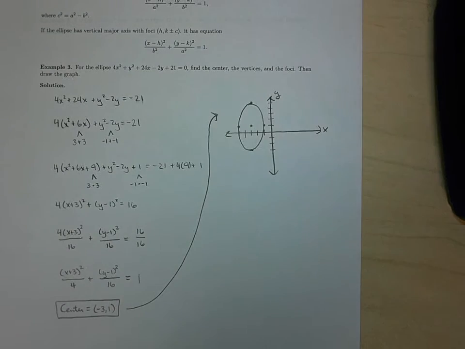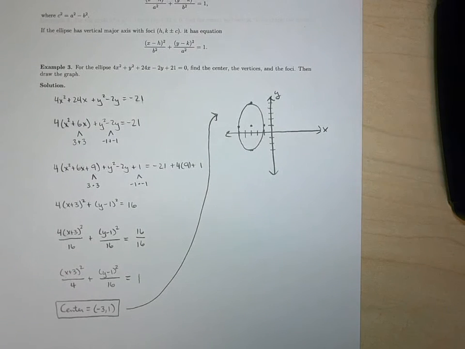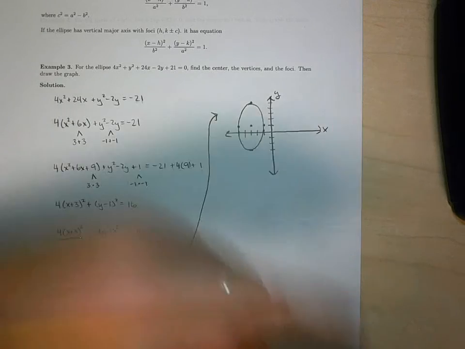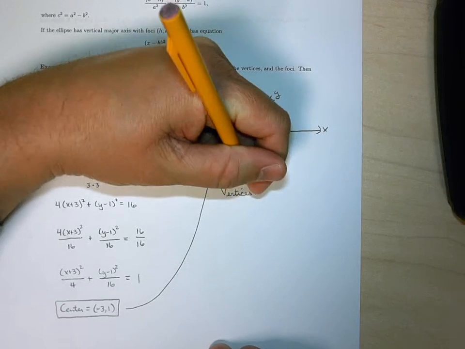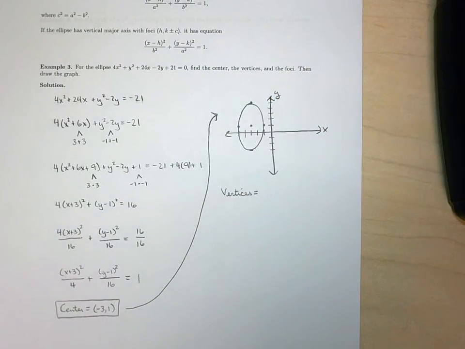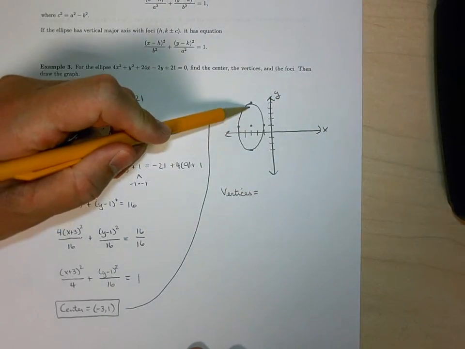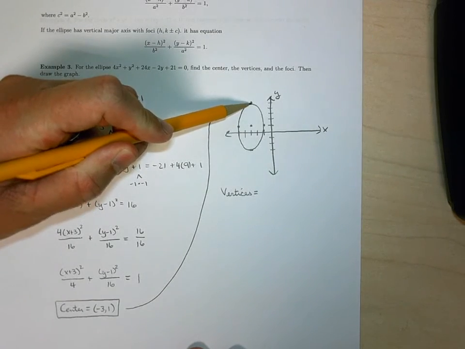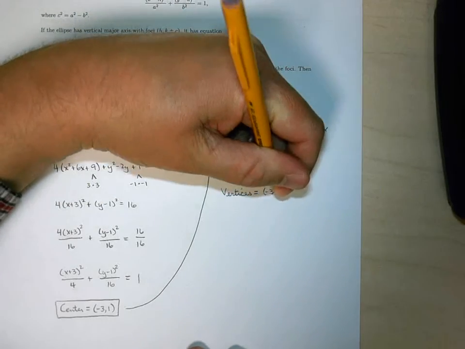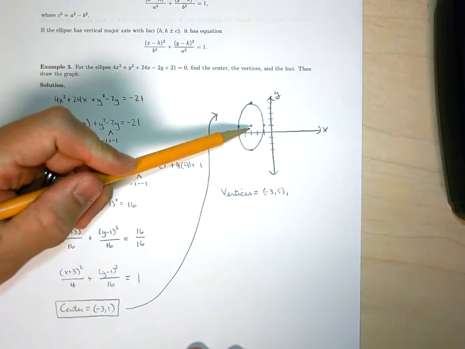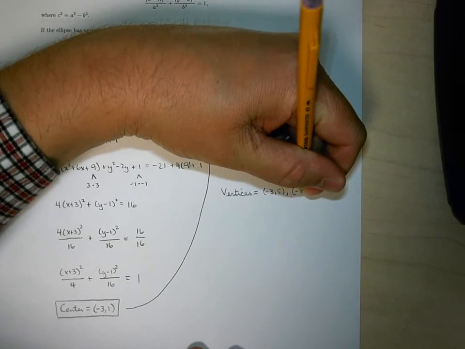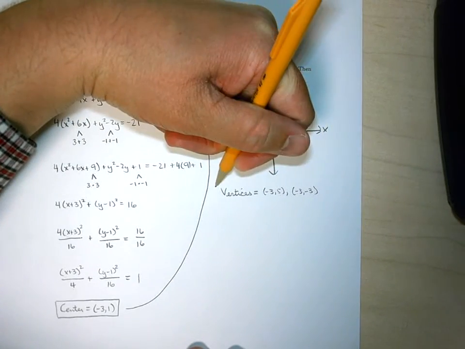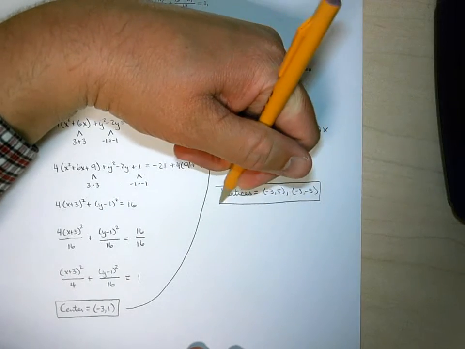So now that we have the graph, we can talk about vertices and foci. Again, the word vertices specifically means the endpoints of the major axis. We see that the major axis is vertical here because this ellipse is taller than it is wide. So starting at -3, 1, if we go up to the top here, I see a vertex at -3, 5. And if I go down to the bottom of the ellipse, looks like I'm at -3, -3. And so these are my vertices.